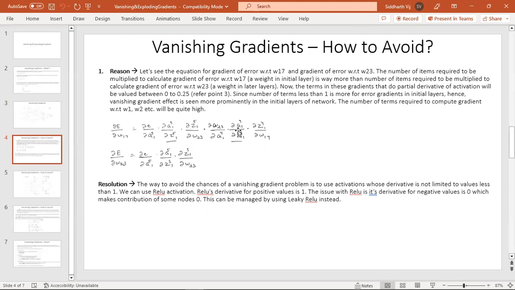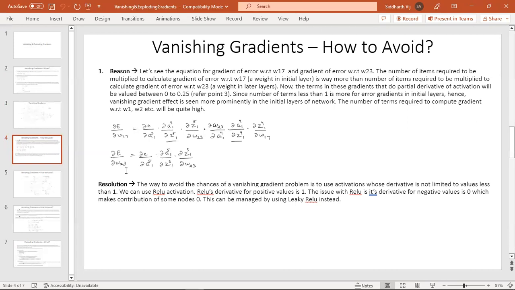Now, if the weights are also quite low, then this will bring down the overall value quite low, which means the error gradient with respect to W17 is going to be very low, which will make the update of the weight based on the gradient descent formula very low. That means the weights are not changing sufficiently to achieve the global minimum. Now, if you look at the below equation, the number of multiplicative terms in this equation is less. It is the gradient of error with respect to W3, and the effect of vanishing gradient, or the effect of the sigmoid function, will be very low here because the number of multiplicative terms is very small in the computation of the error gradient with respect to W23.